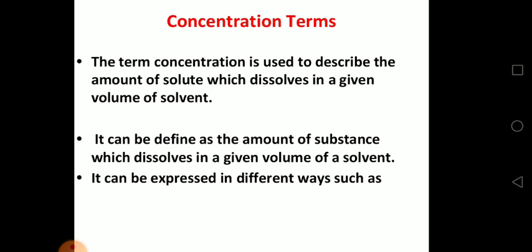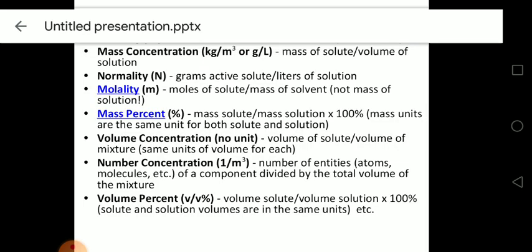Of course, usually the volume is in dm cube. Even if the volume is in cm cube, this can be converted back to dm cube. So that is to say that the amount of substance and the volume are of great importance in describing the concentration of a solution. Concentration can be expressed in different ways. We have diverse ways of expressing concentration depending on the topic of discussion. We have different ways, as we can see in this next slide.